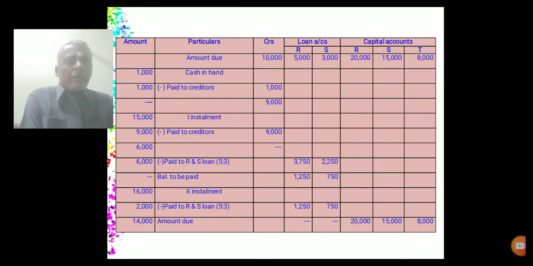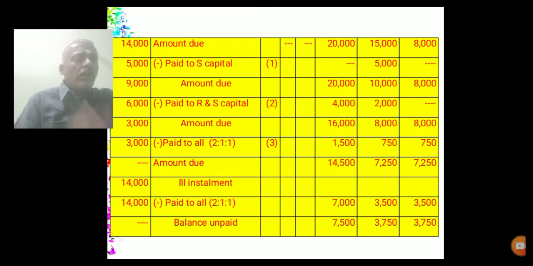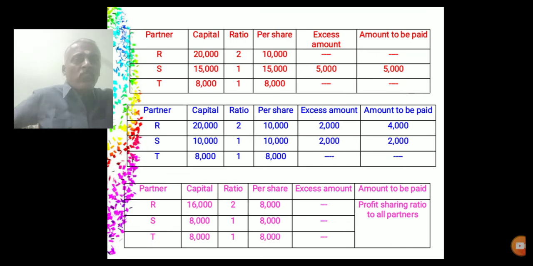Balance to be paid. The second installment is 16,000. Among the 16,000, 2,000 should be paid to the partners' loans in the ratio of 5:3. So the partners' loan account is settled. Now come to the partners' capital account. 14,000 is available. The method followed is the proportionate capital method. For that, we are going to prepare a statement.